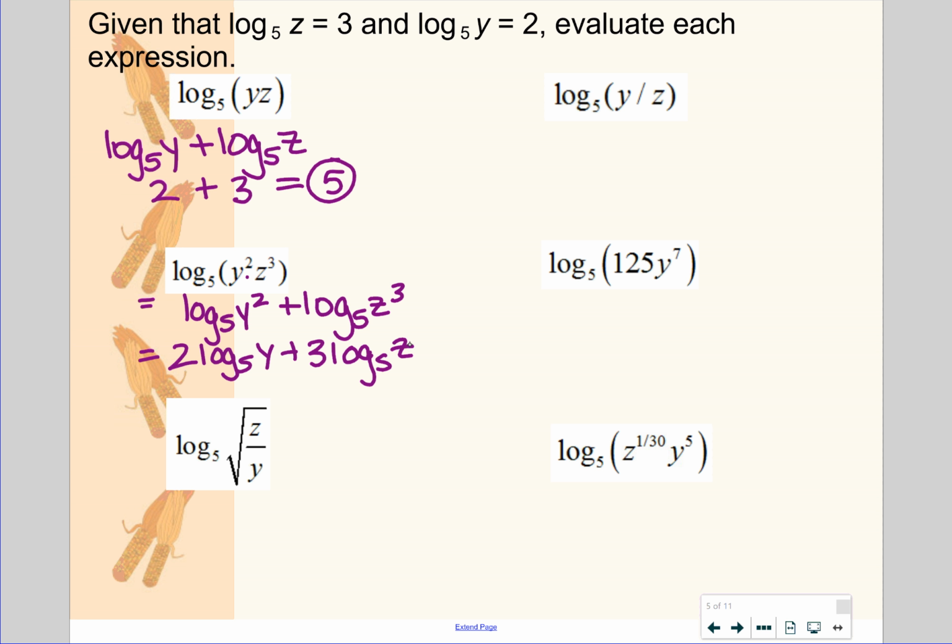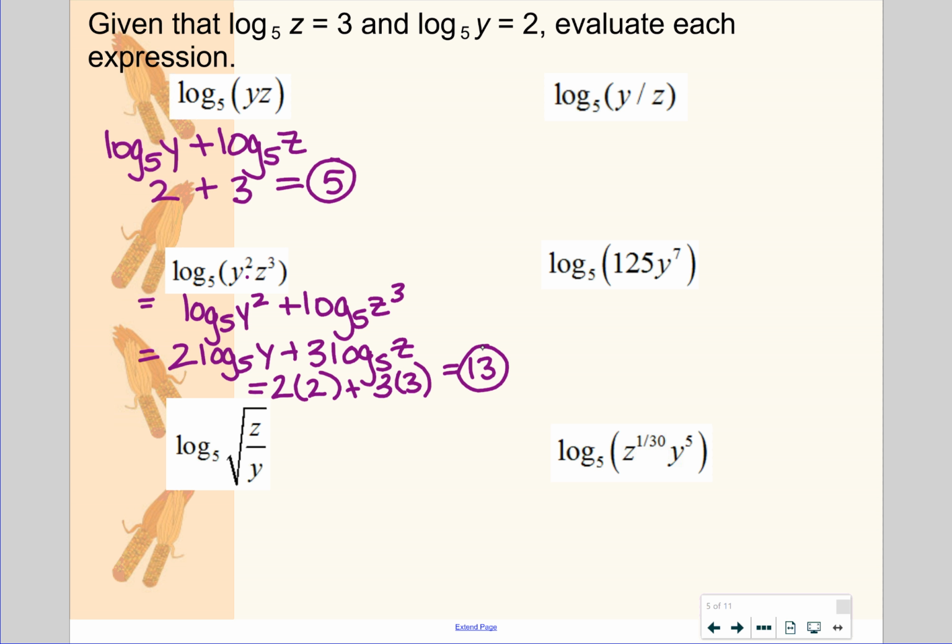Double check that I'm expanded completely. There's no more multiplication. There's no more division. There's no more powers. Substitute in what you know. Log base 5 of y is equal to 2, so I have 2 times 2. Log base 5 of z is equal to 3, so I have 3 times 3. 2 times 2 plus 3 times 3. My final answer is 13 here.